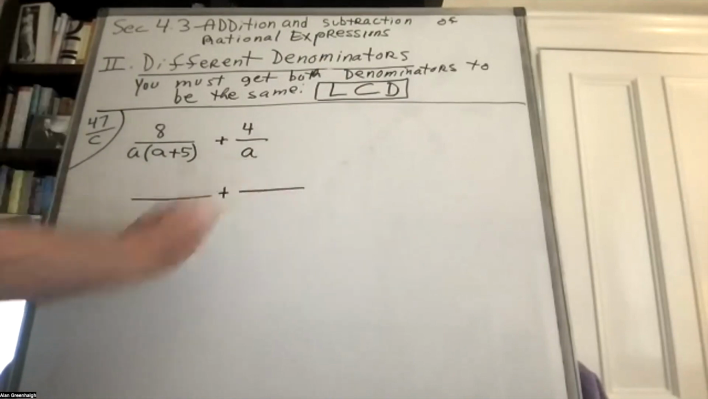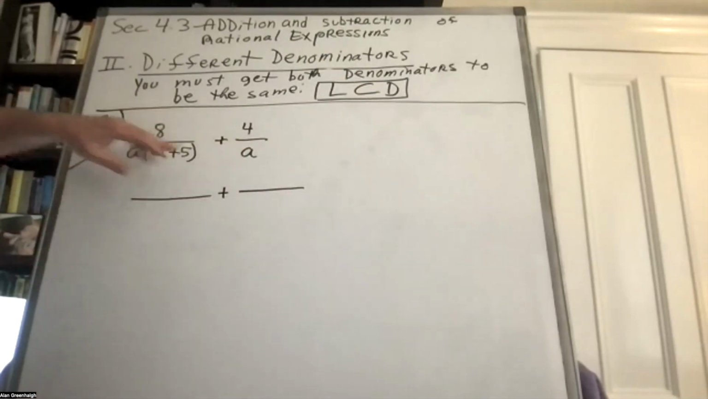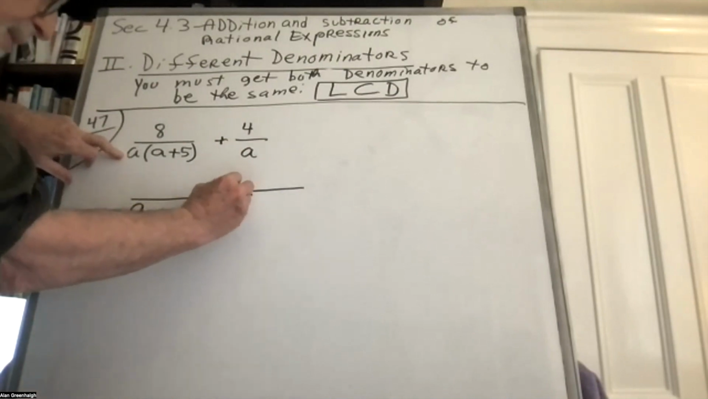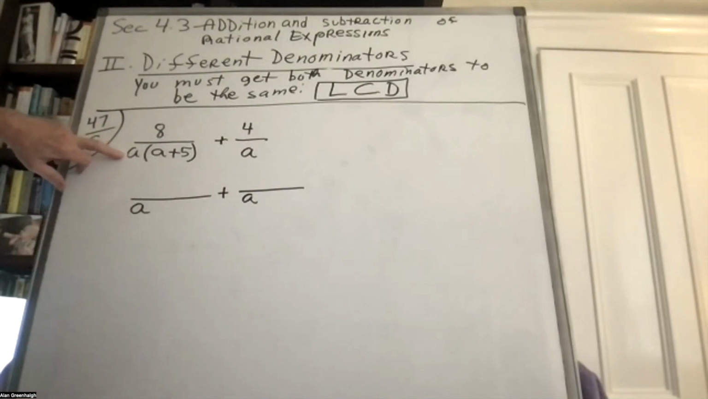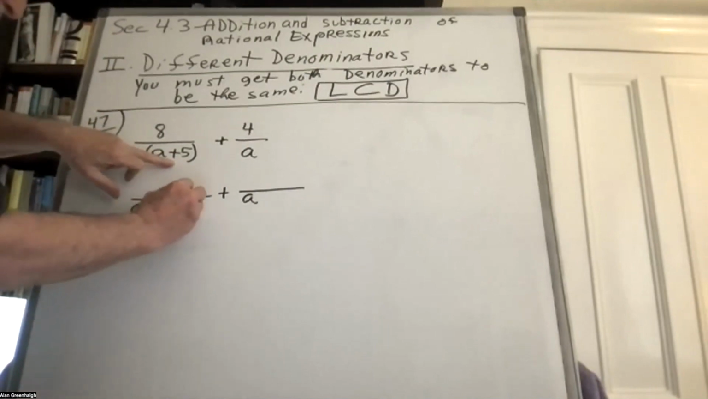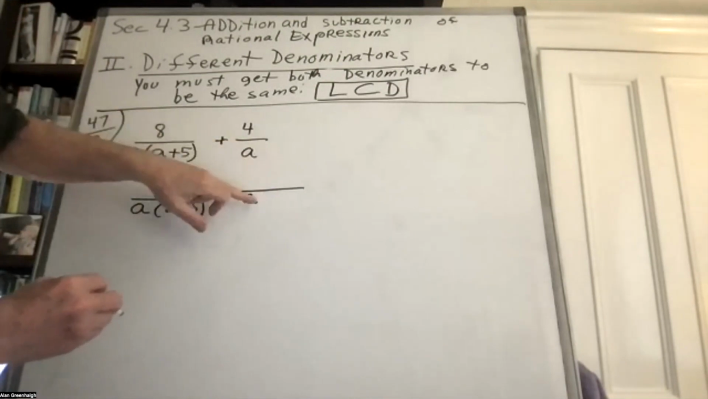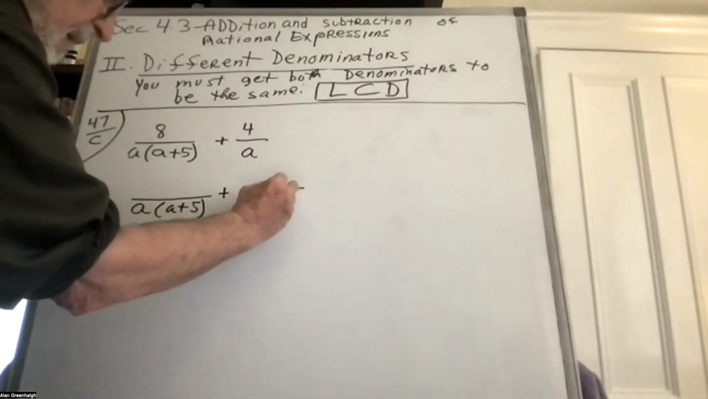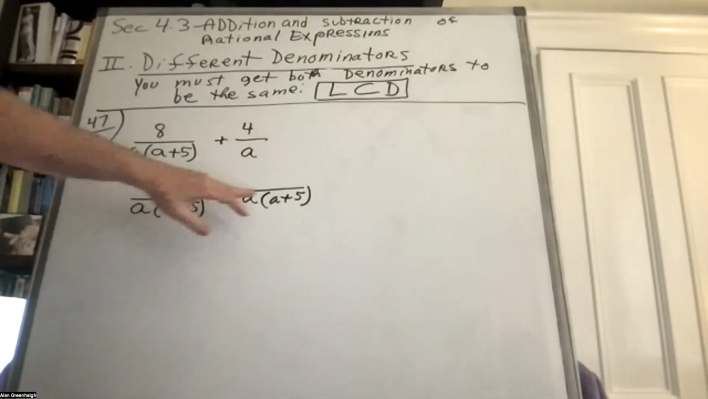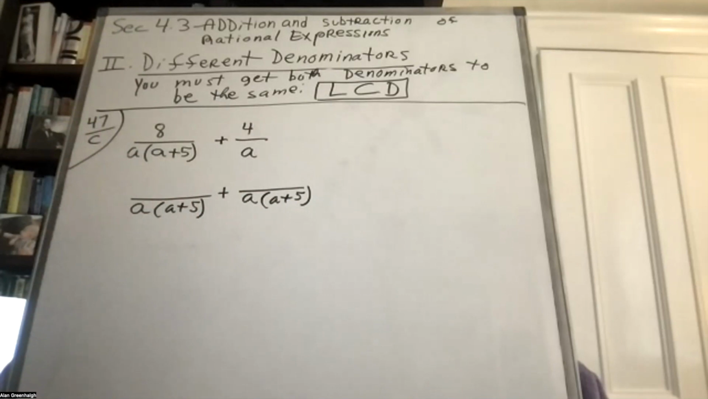The least common denominator must have everything the old denominators had. This denominator has an A. The least common denominator must have an A. This denominator has an A plus 5. Therefore, this denominator must get an A plus 5. Now, they have the same denominator. Is that clear what I just did?